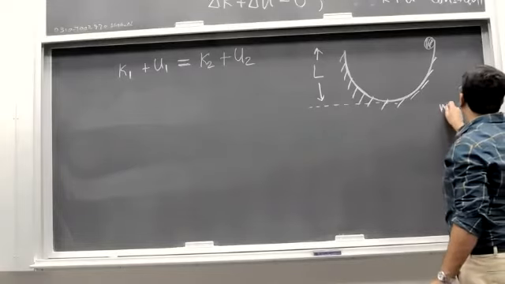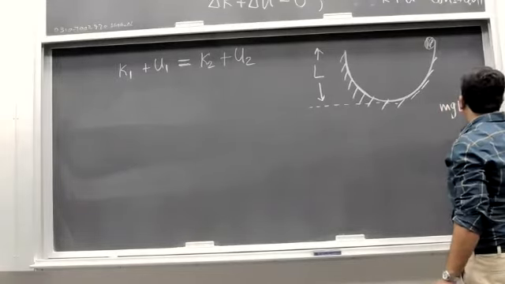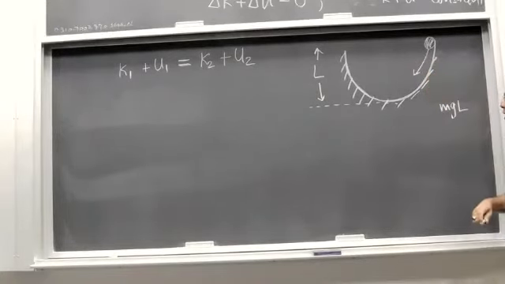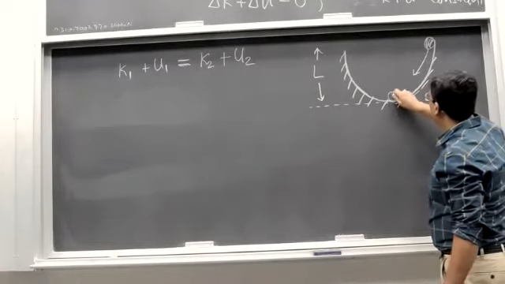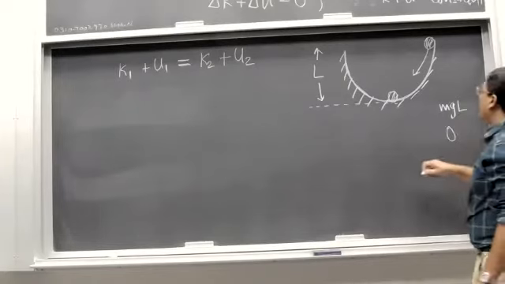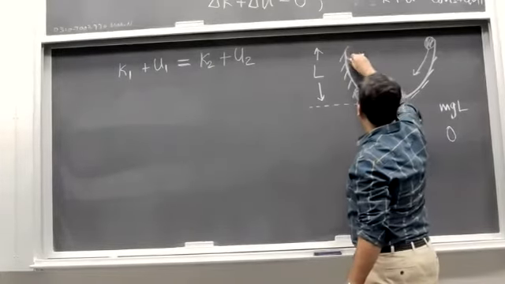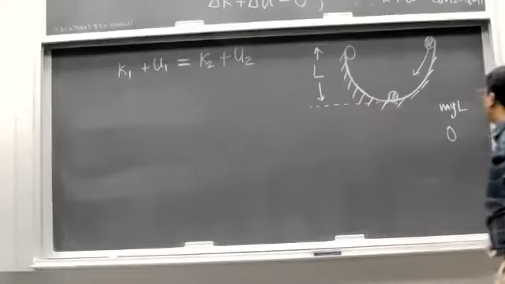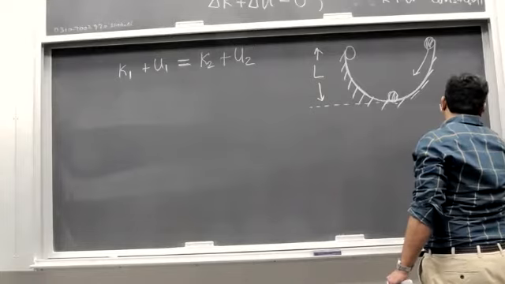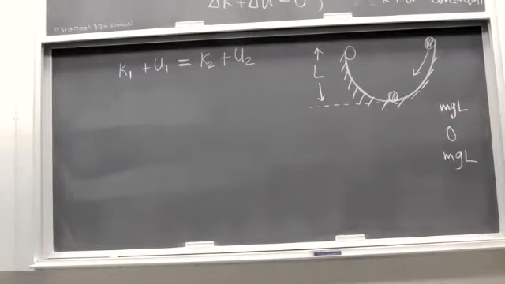MGL. Okay, you release it, you let it roll down. So what would be its potential energy when it gets here? Zero. And what would be its potential energy when it keeps rolling up and gets here? It keeps on increasing till MGL. Again, the potential energy is equal to MGL.